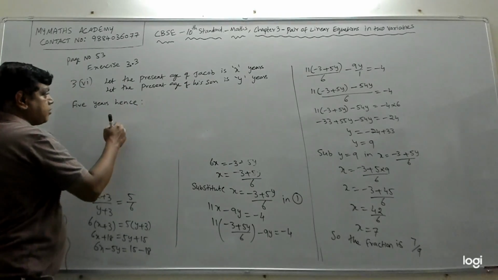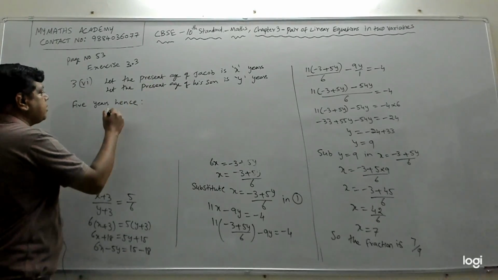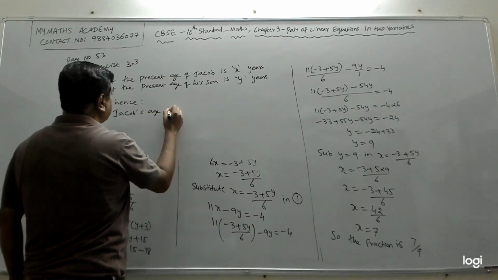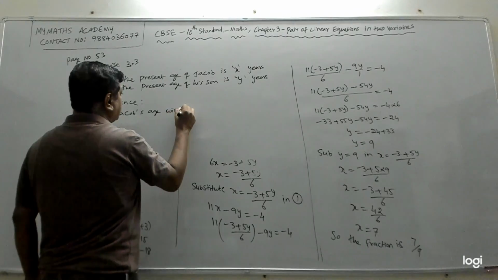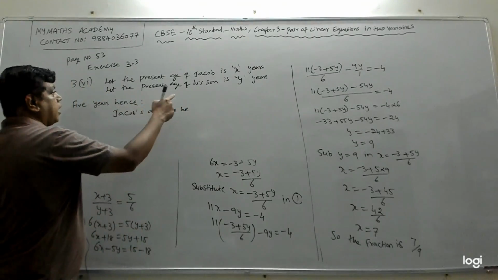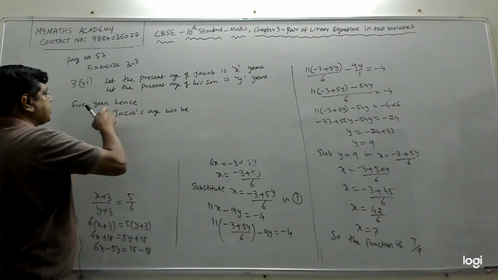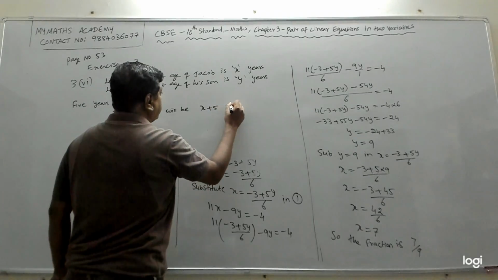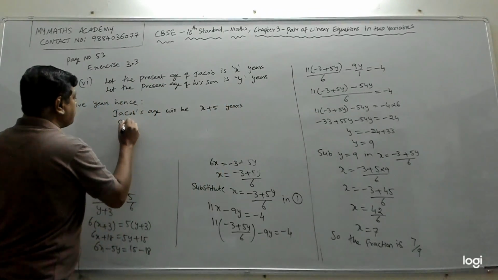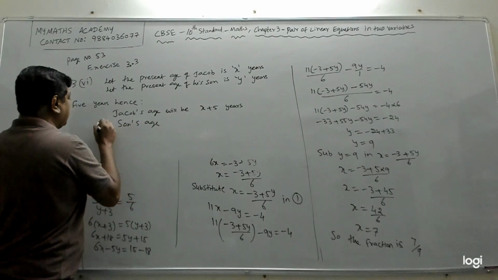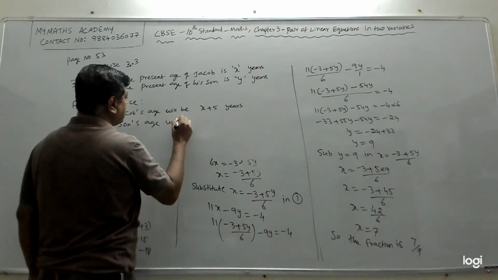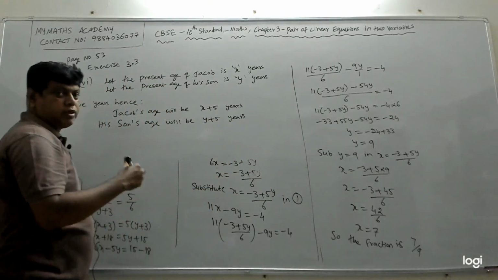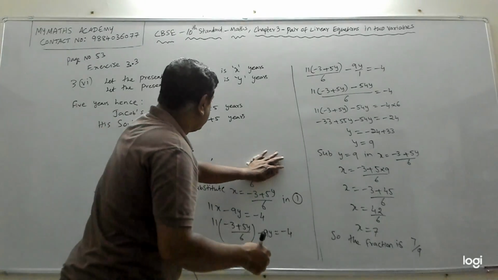The moment we write this, we should immediately write what will be their age after 5 years. What will be Jacob's age? Currently it is x. 5 years hence, his age will become x plus 5 years. His son's age will be y plus 5 years. So after 5 years, Jacob's age will become x plus 5, and the son's age will be y plus 5.